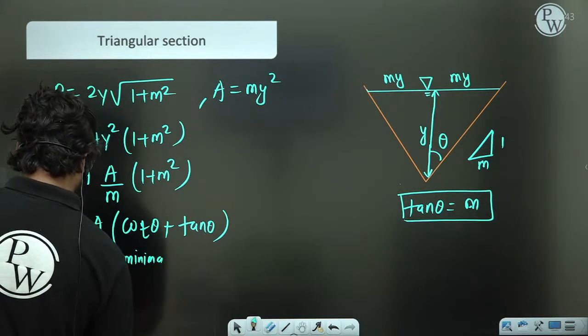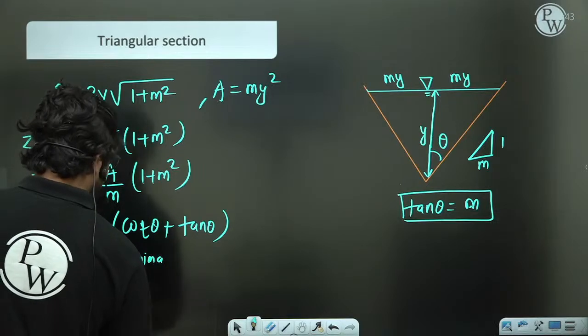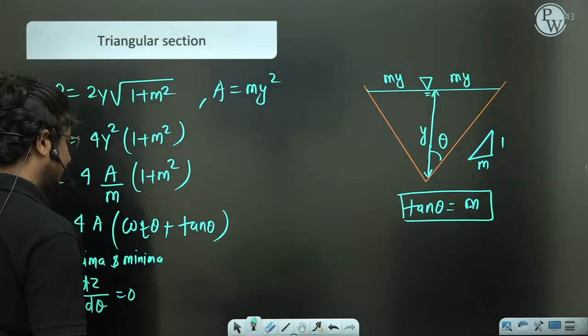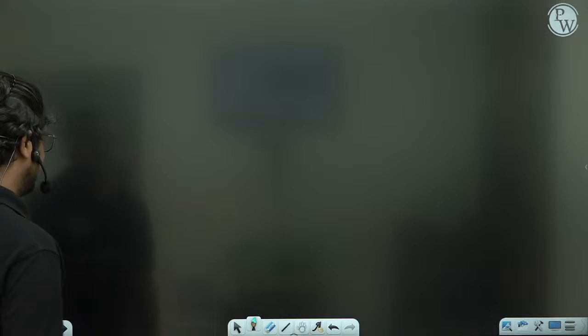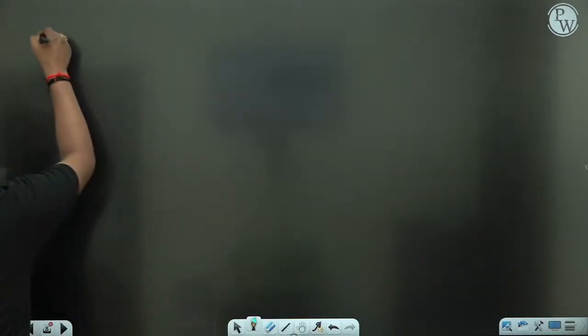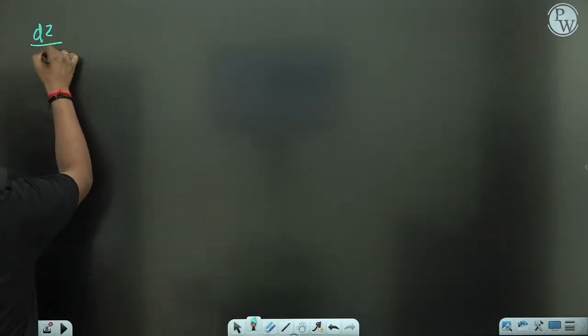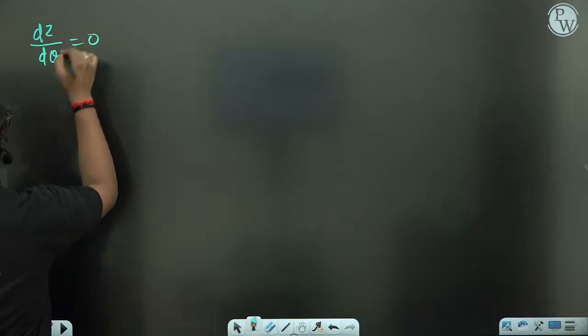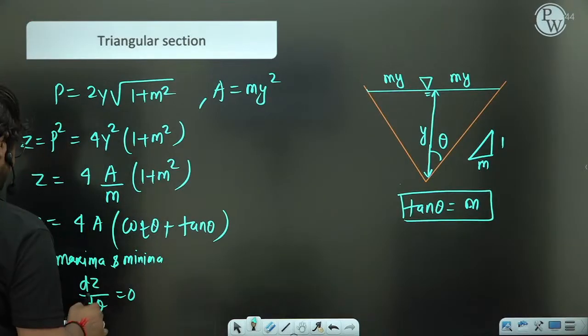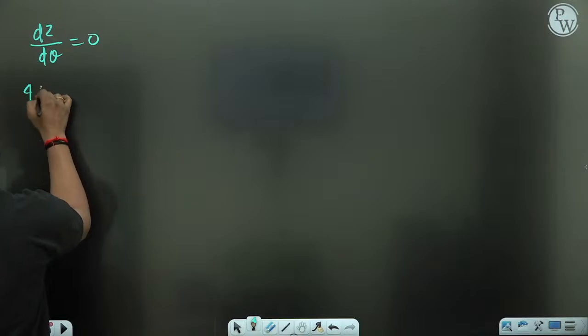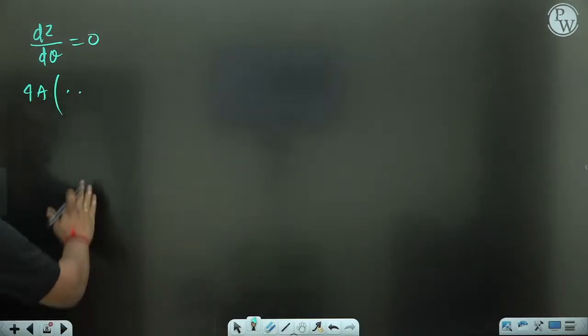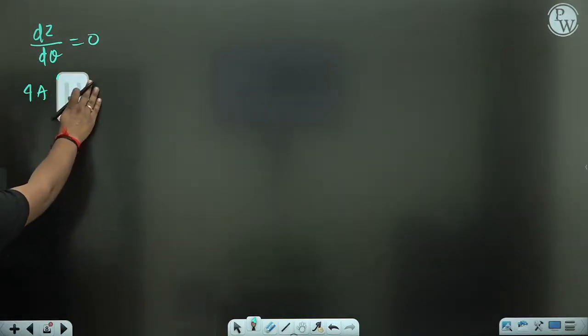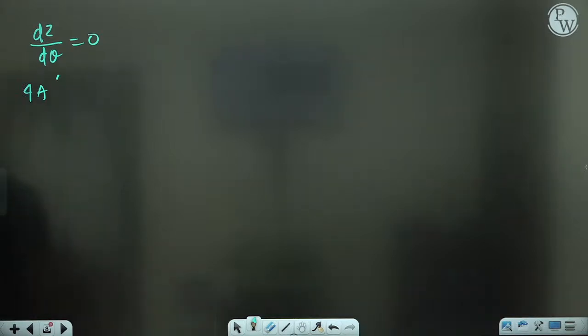dz upon d theta will be 0. This condition we are already knowing. So dz upon d theta is 0. What we are saying, so differentiate 4a will be like this only. We are differentiating with respect to theta.